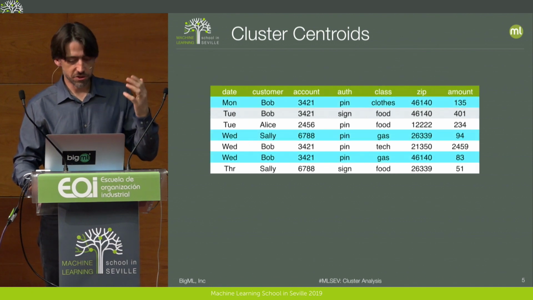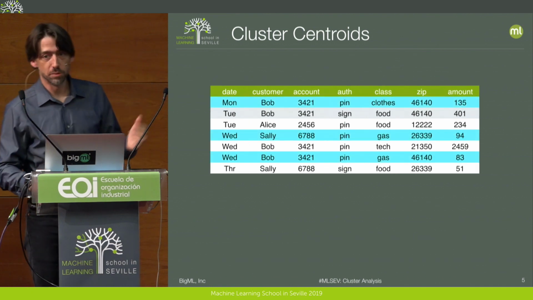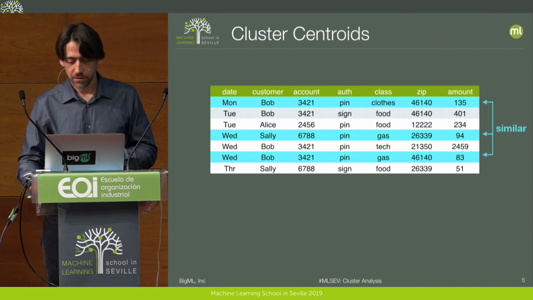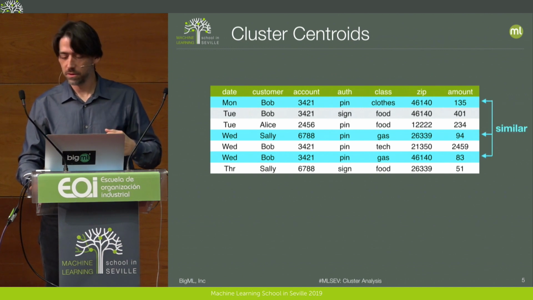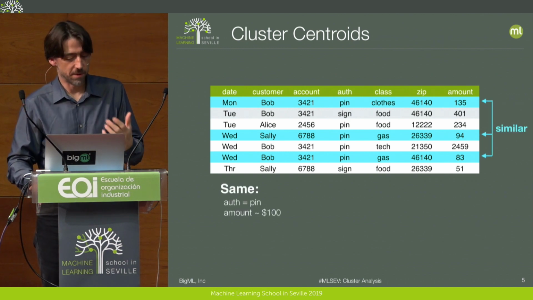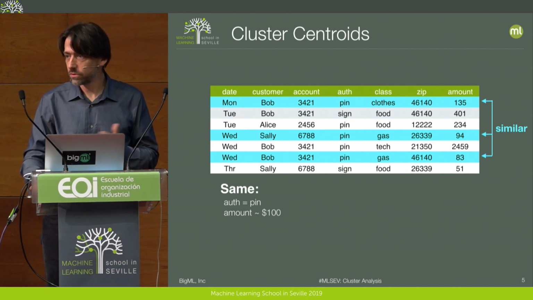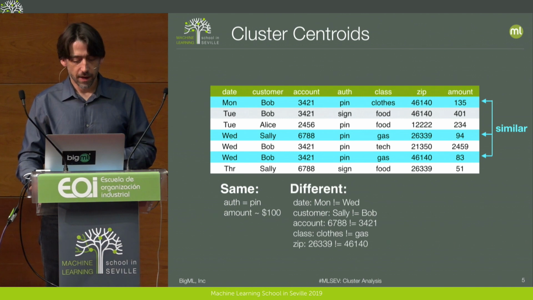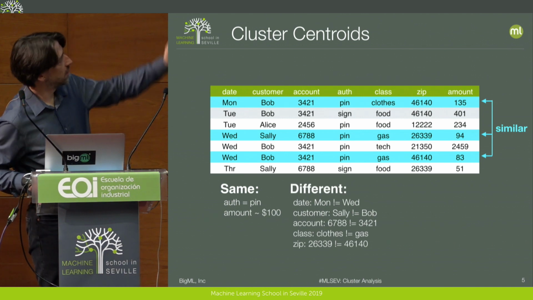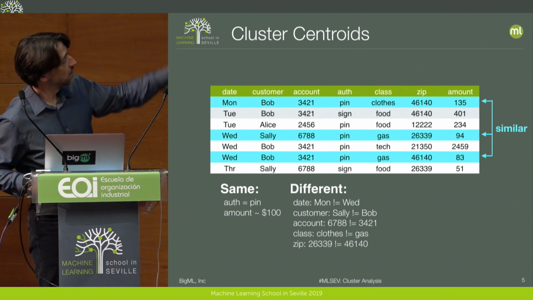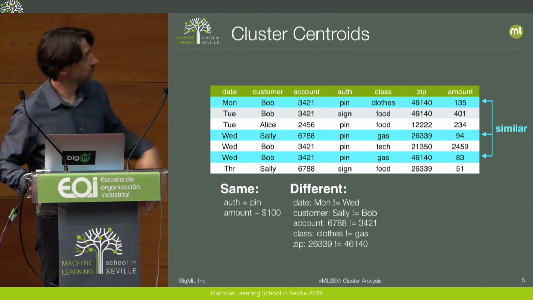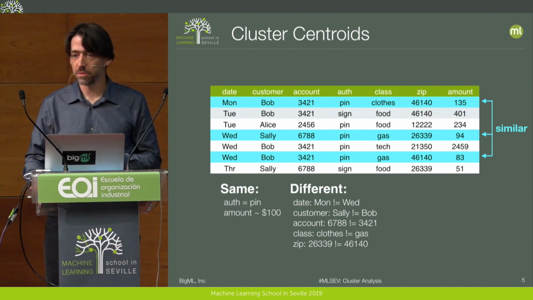When we're thinking about clustering, what we're looking for is like those 3 blue rows. They're somehow similar. The way they're similar is that they use the same kind of authentication, and they all have an amount that's around $100. And they're different, though. You'll notice they're not exactly the same. They're on different days. They're different customers. They're different account numbers. They're for different kinds of purchases and different zip codes.